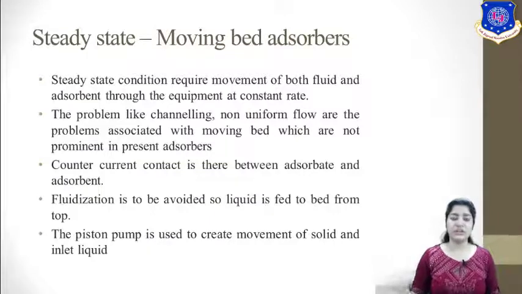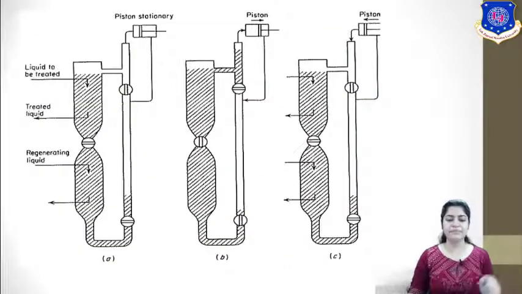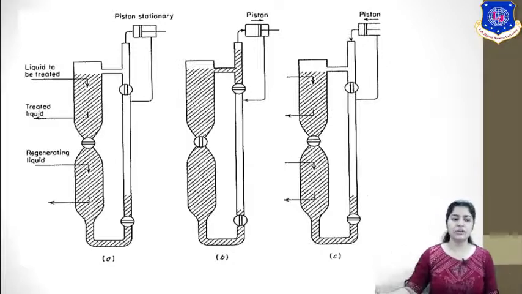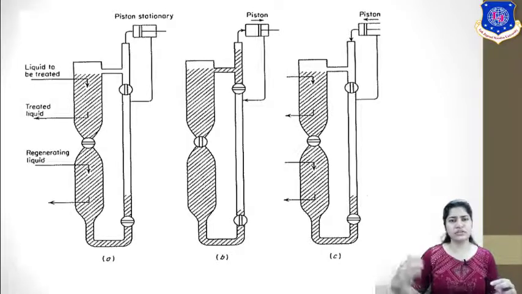So now here, to create a continuous movement, we use a piston pump. So here you can see that the cycle is shown for 3 figures. Okay, how the liquid enters from the top, valves are there which don't allow the liquid to flow downward.